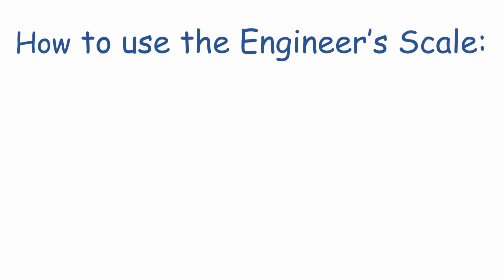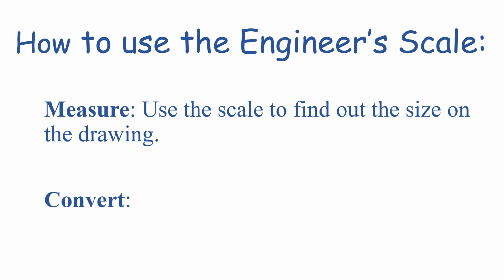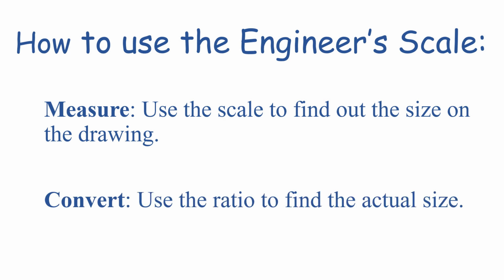There are two basic steps to using an engineer's scale. Step 1 is to measure. So use the scale to find out the size on the drawing. And then you need to convert. You use the ratio to find the actual size.